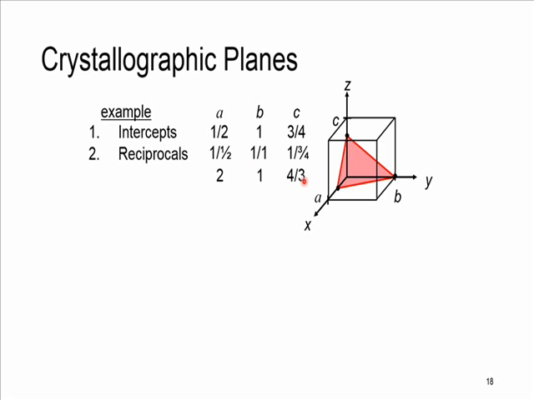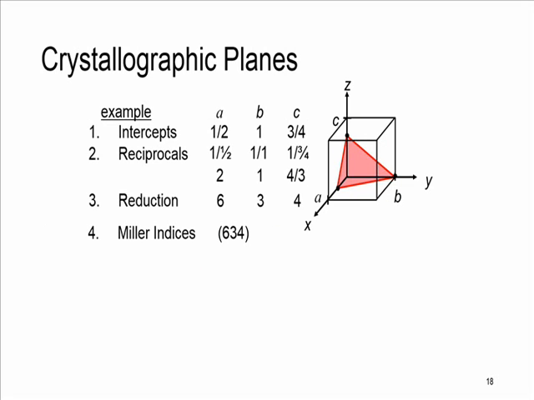To change this one into an integer, the smallest integer, which is 1, we have to multiply everything by 3. So just do it. So this is going to be 6, this is going to be 3, and this is going to be 4. Of course, we cannot change this one, and we enclose all these 3 numbers in parentheses, and this is the Miller indices for this specific plane.